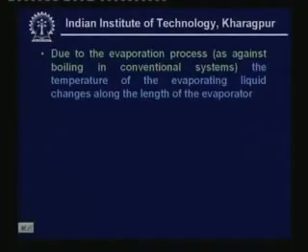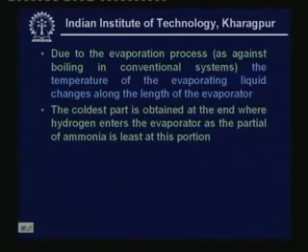Due to the evaporation process, the temperature of the evaporating liquid changes along the length of the evaporator. This is another difference. You will find that inside the evaporator, the temperature is not constant. You have a cold region and a progressively increasing temperature region, and the coldest part is obtained at the end where hydrogen enters the evaporator.